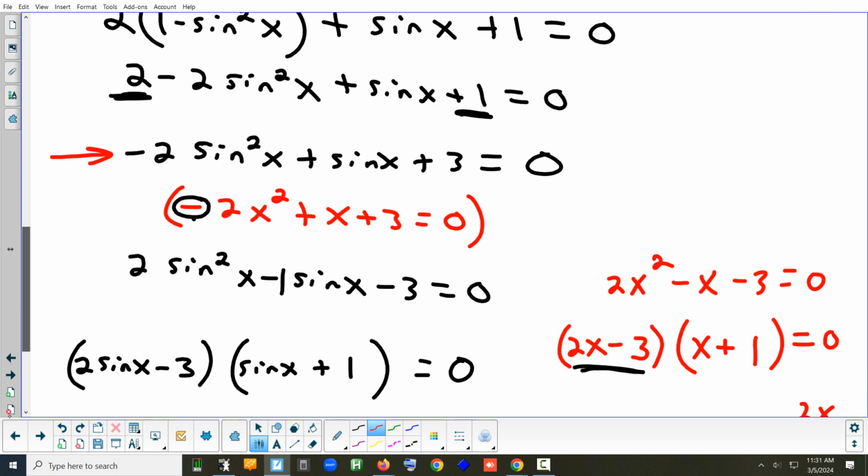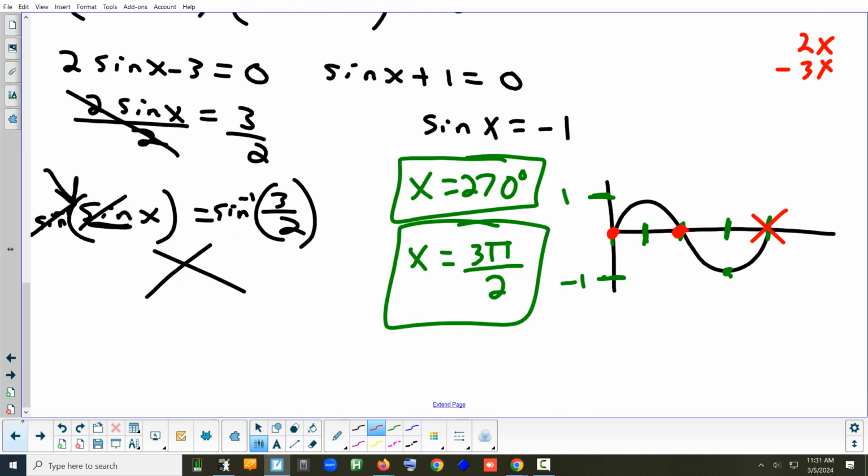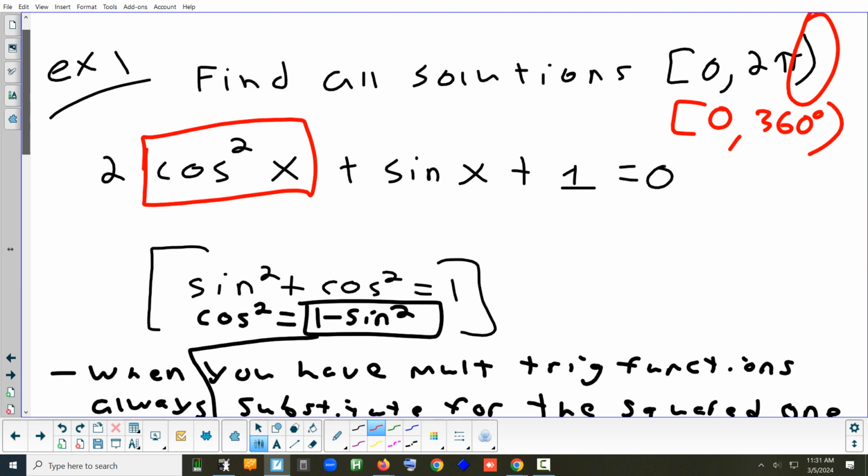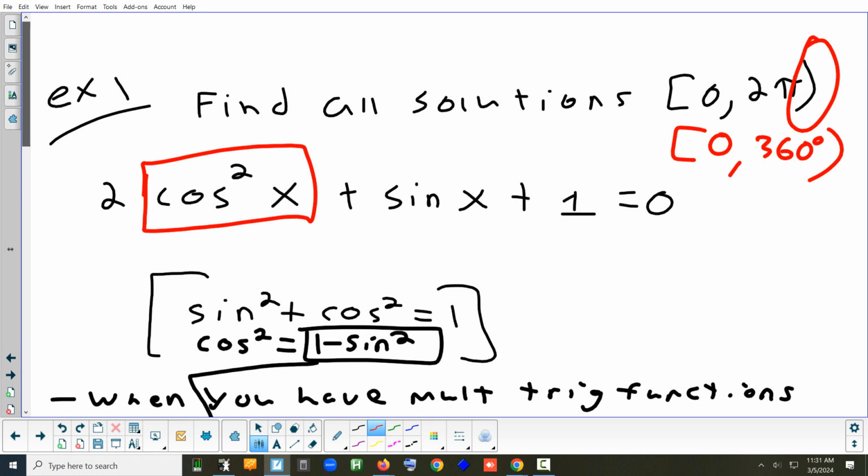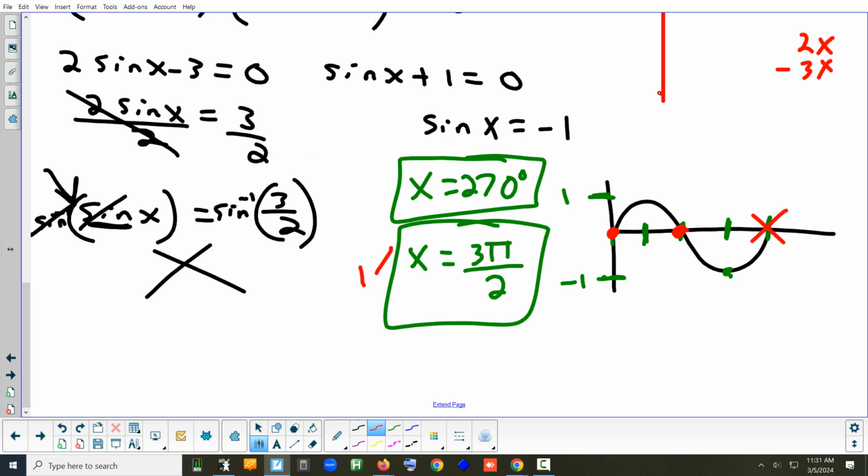Okay. So any questions on that one? Technically, we should write the answer that way, 3 pi over 2, because they did say they wanted radians up there.